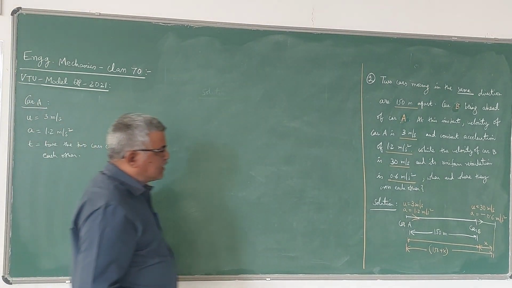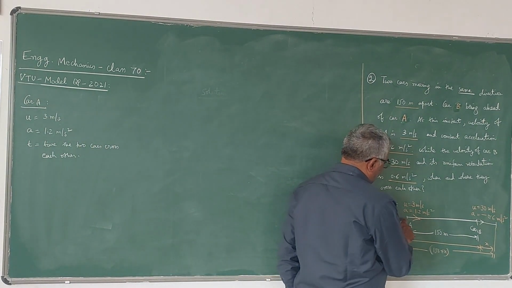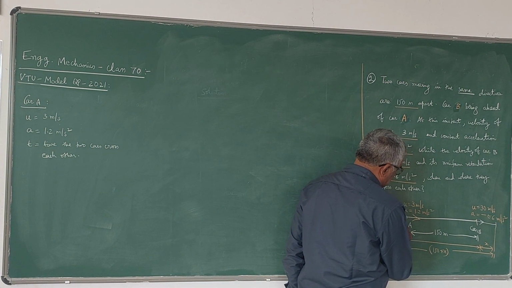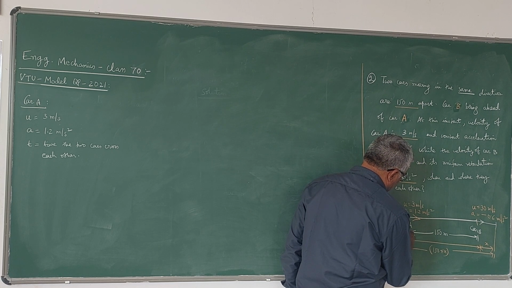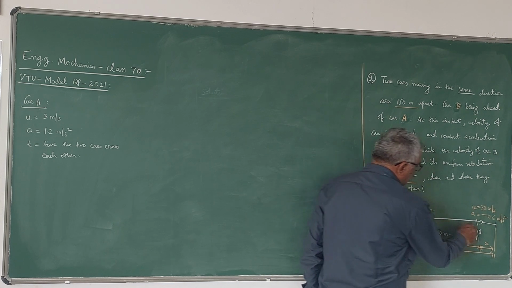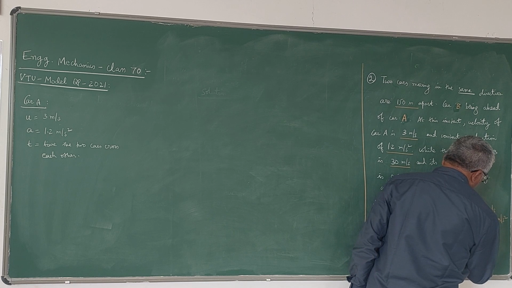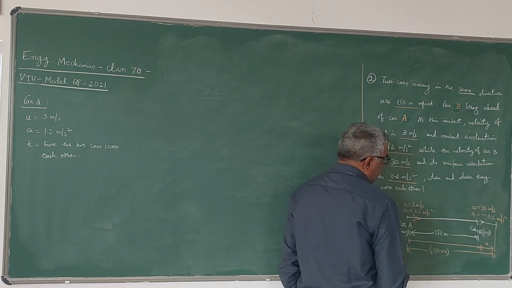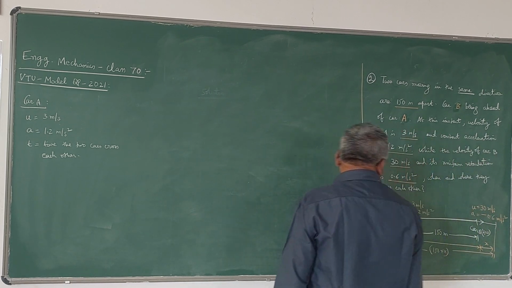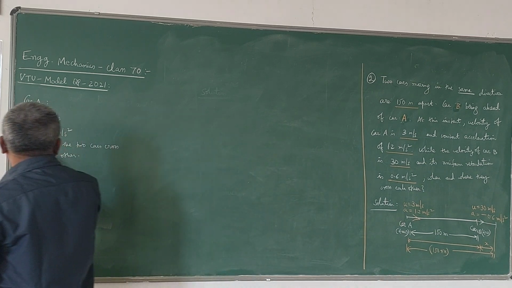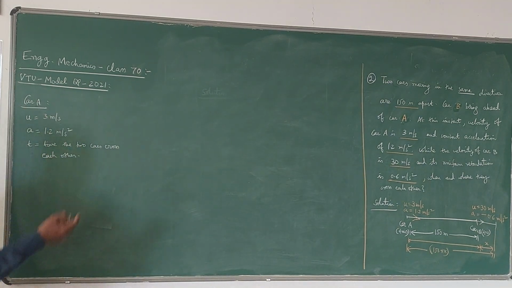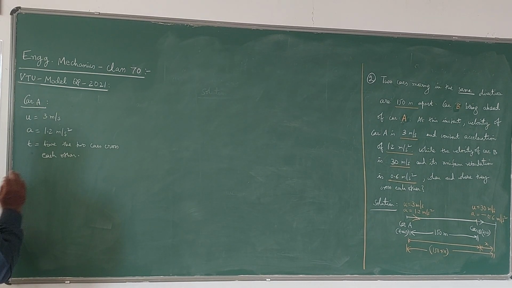That means now for car A is here, so this is the position for car A, and car B is here, this is the position for car B at t is equal to 0. Now for car A, the time taken by car A to cross car B is t. So that is unknown here, that we have to find out. That means t is the unknown.